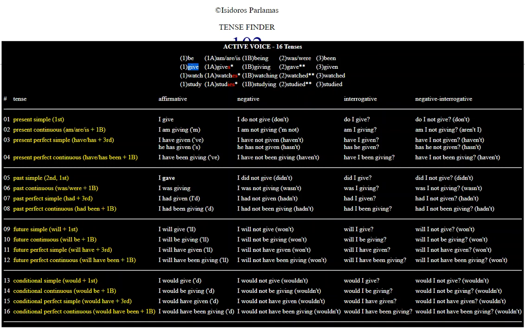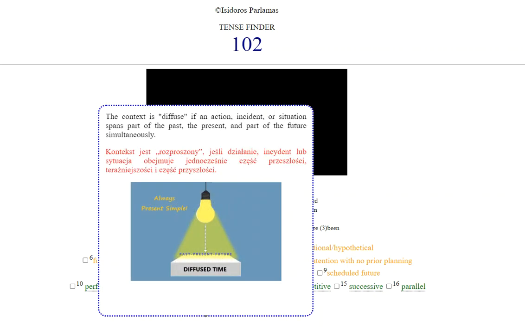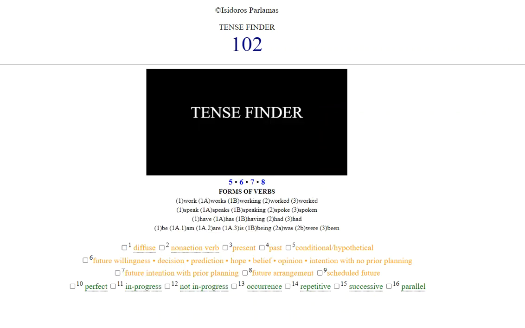Okay. Now here, the time frame, first we choose the time frame, which is one of these orange choices. Diffuse is always present simple, and diffuse is when the action or the incident or the situation encompasses a part in the past, the present, as well as a part in the future. And when we have a diffuse context, we always use present simple. So if you check this, then you see here present simple, okay?